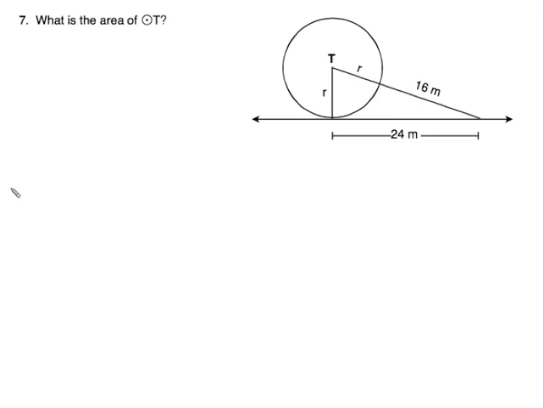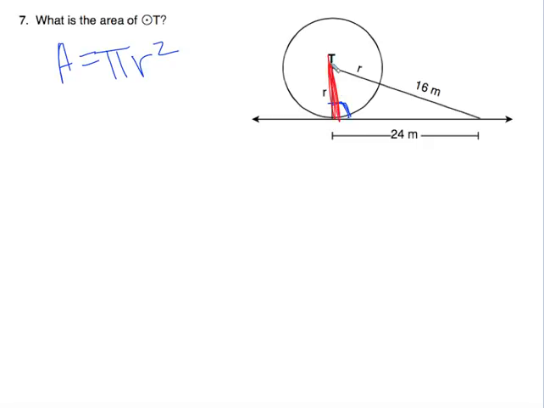What is the area of circle T? So area of a circle is going to be pi r squared. Sorry, my pen's not working. But we need the radius to get that. So the whole point is that first we're going to have to get the radius, which is one of those Pythagorean theorem problems where you have to FOIL.